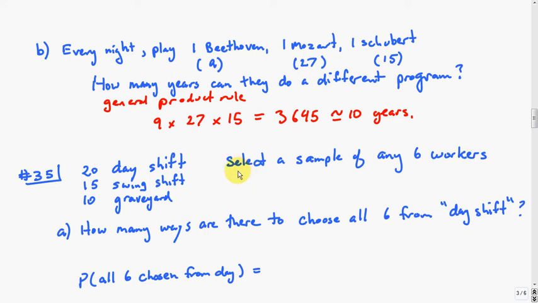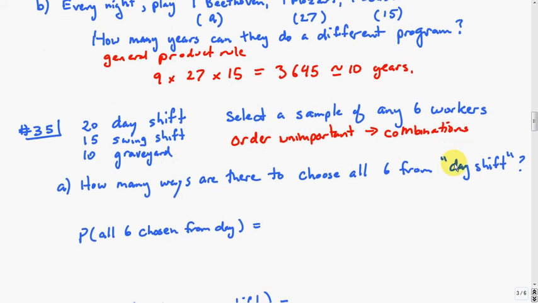The key thing to realize here is that because we don't care about the order in which the workers are interviewed, order does not matter. So the fact that order is unimportant means that we can use combinations to count the number of ways we can choose the event.